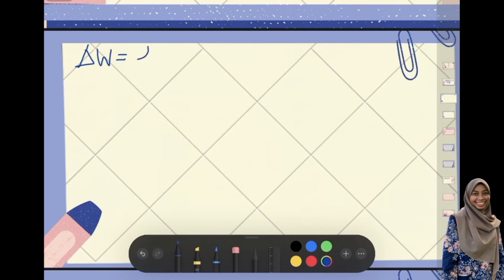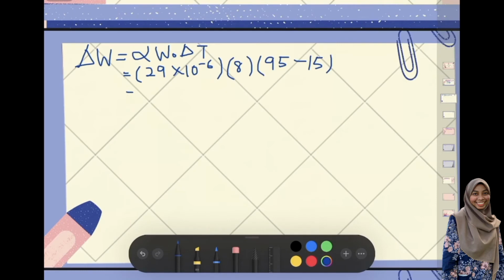Change of width is equals to alpha times width naught times delta T. So the coefficient is 29 times 10 to the power of negative 6 times width is 8 just now, and the temperature 95 minus 15, and the answer is 0.01856 centimeter.